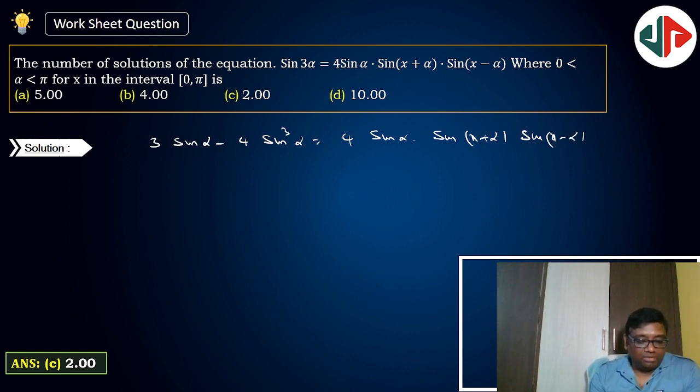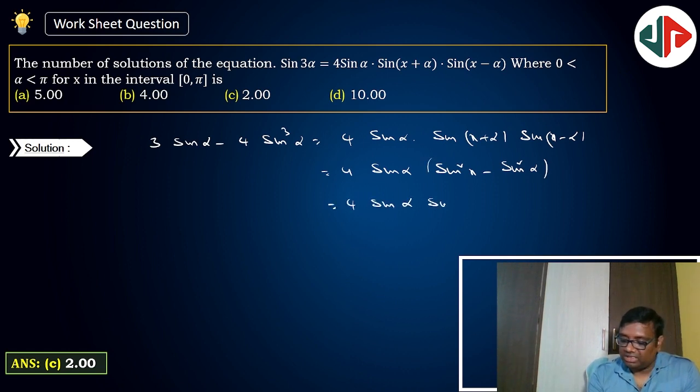But actually this value is nothing but what? This value is 4 times sin alpha into sin square x minus sin square alpha. If you multiply, it means 4 sin alpha into sin square x minus 4 sin cube alpha. So 4 sin cube alpha, 4 sin cube alpha will be cancelled. Now 3 sin alpha, this value we can write as sin alpha if you take common.